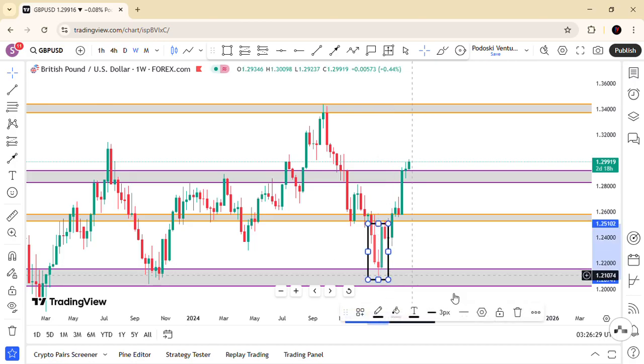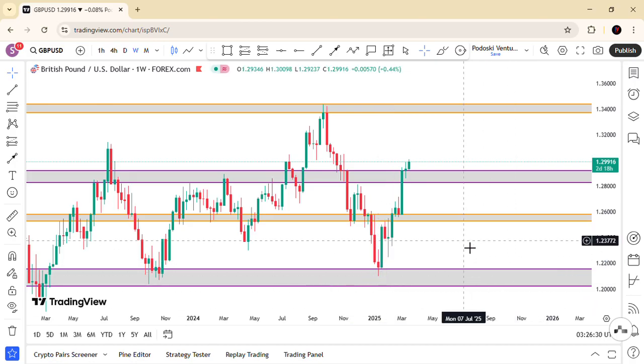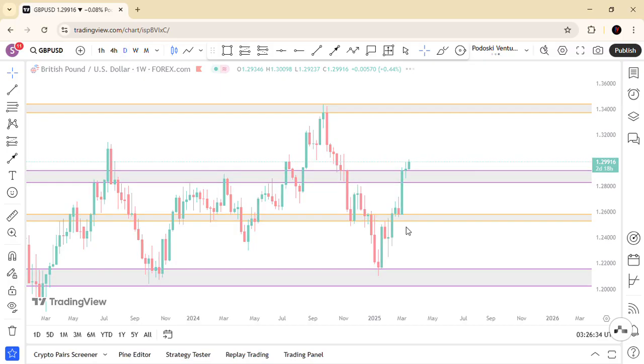So yeah, let's go all the way to the daily time frame, and then we will go to the 4-hour and pick an entry on GBPUSD. Let's go.